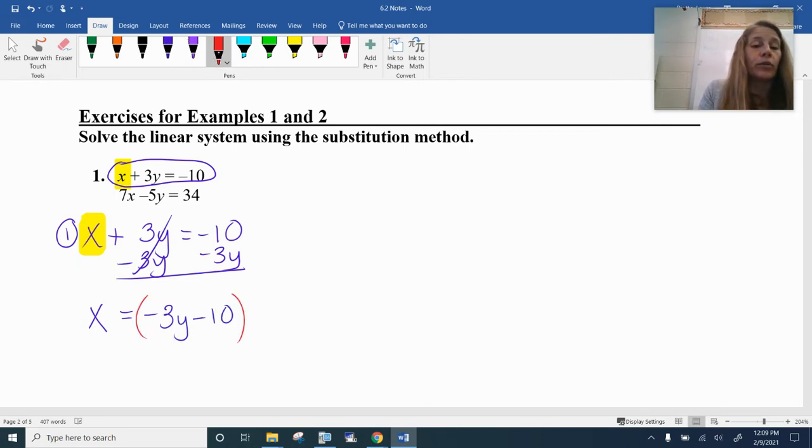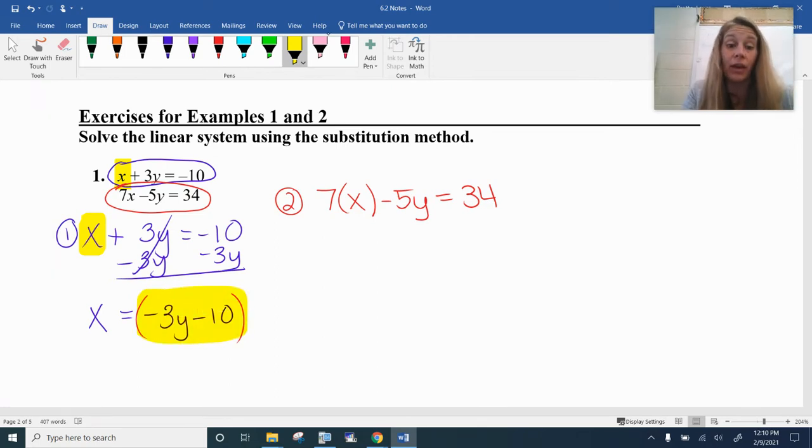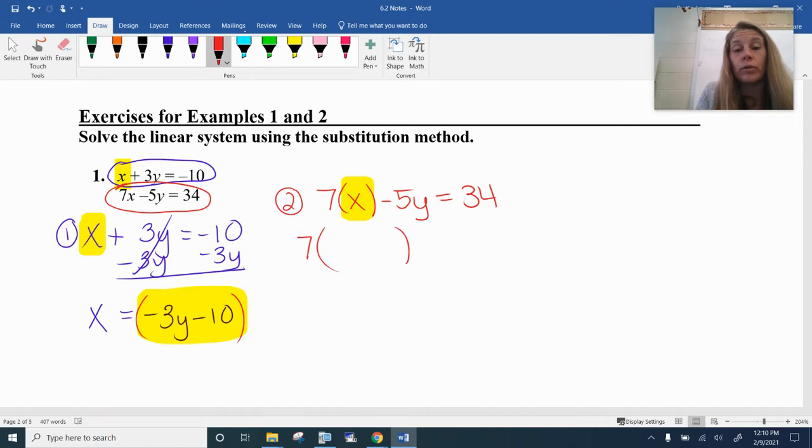So now I want to take this expression, -3y minus 10, and I'm going to plug it into the other equation in place of the x. And the reason why I'm putting it in place of the x is because that is the variable that I had gotten by itself. So since x was by itself, I know that x is the same thing as -3y minus 10. So any place I have an x, I could just replace it or substitute it with the -3y minus 10. So just make sure you use parentheses when you do that substitution.